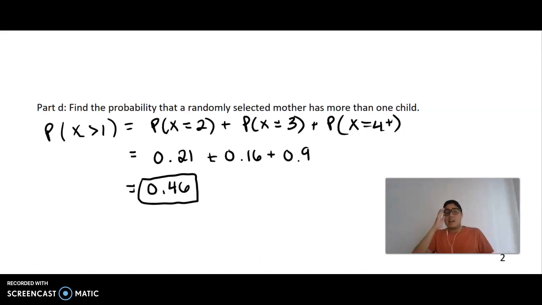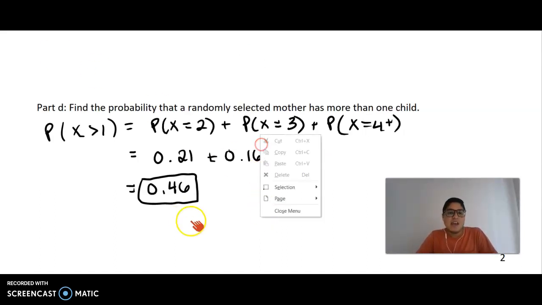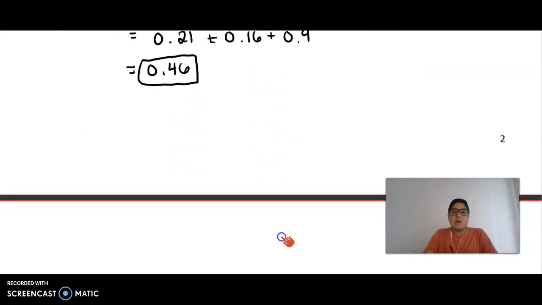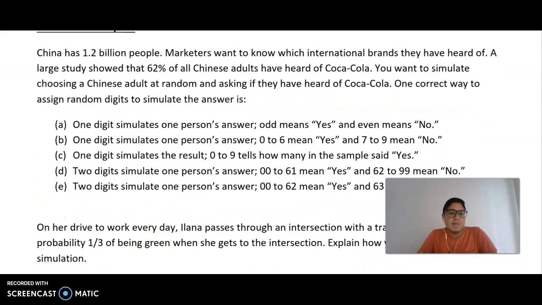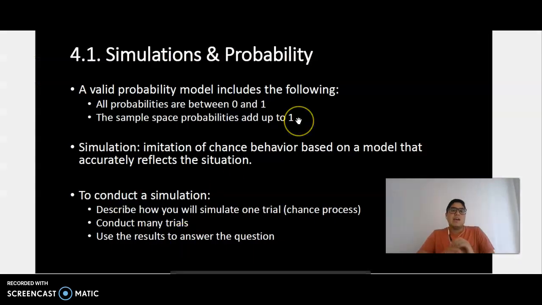That's just some ideas on how to use probability models, and we will practice these in class. There are some live simulations, but let's take a look at some simulations now. When I simulate, I want you to imitate this chance behavior. There are 3 things we need to do: describe how we will simulate one trial, conduct many trials, and then use those results to answer the question.